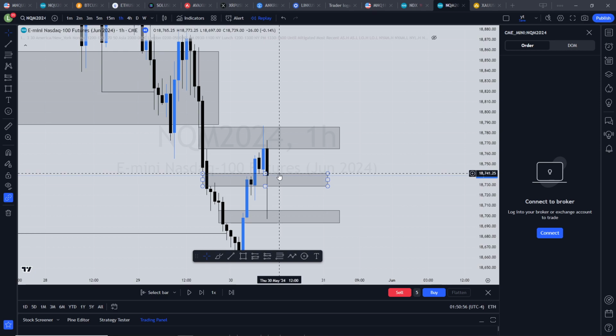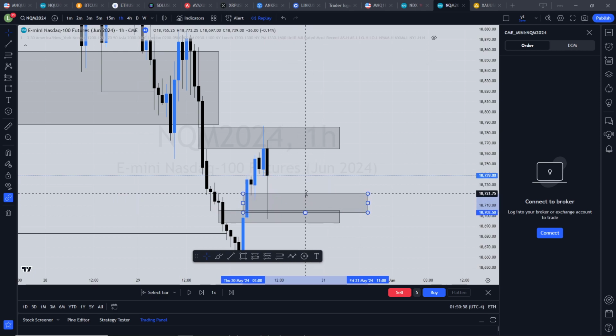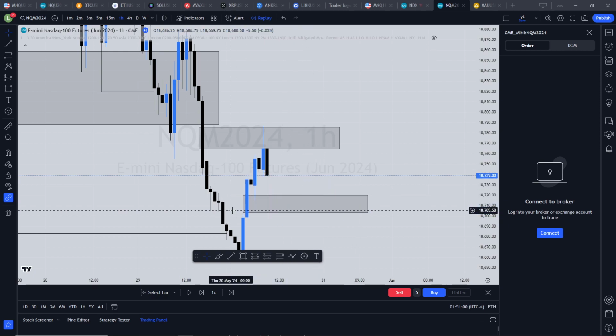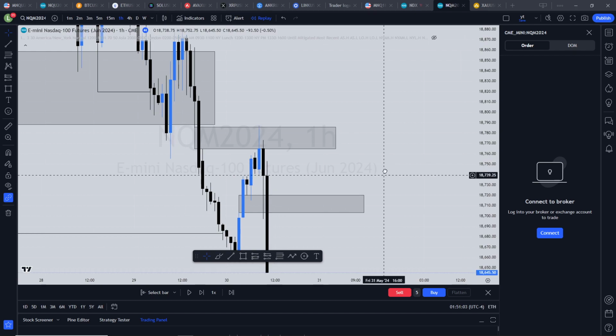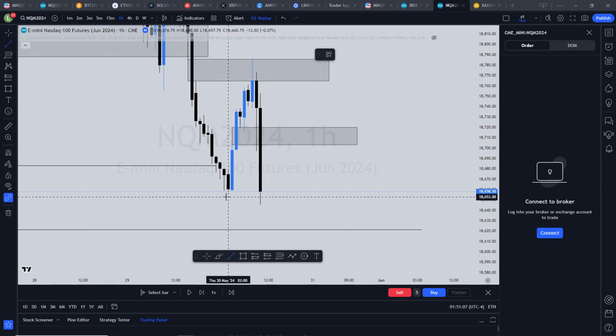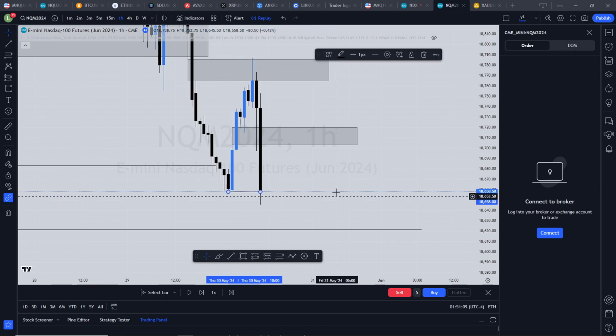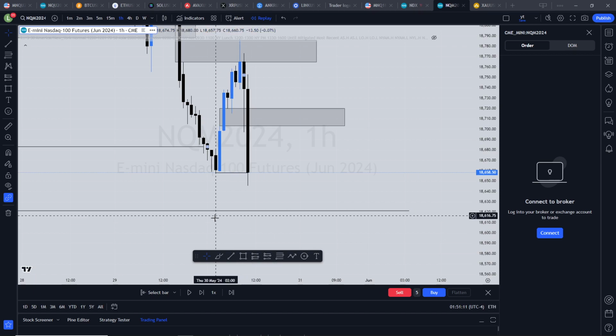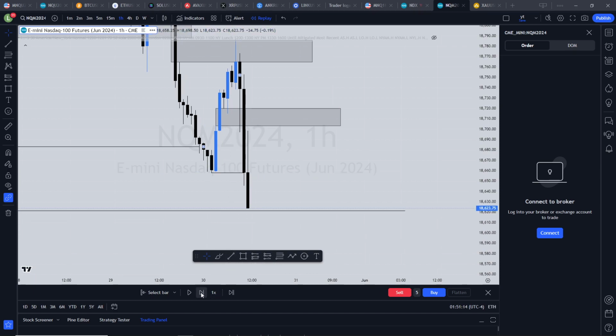So you can see we now have this fair value gap. I would wait for this to be disrespected to look for shorts. So we disrespect it here, but we take out this internal high. So I personally wouldn't be looking for anything yet until we get something better.